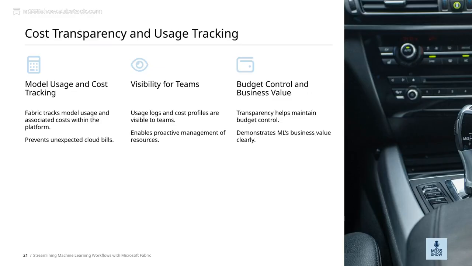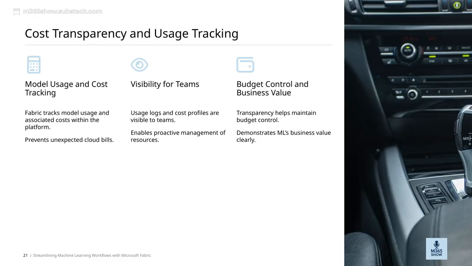Let's talk about transparency and how it plays a crucial role in managing our machine learning workflows with Microsoft Fabryx. When we have clear visibility into costs, it helps us maintain better budget control. This way, we can see where our resources are going and prevent any surprises down the line. It also allows us to demonstrate the real business value of our ML initiatives. By having detailed usage logs and cost profiles that are accessible to teams, everyone can understand the impact and the investment involved. This transparency encourages proactive management. Teams can adjust their usage before costs spiral out of control.